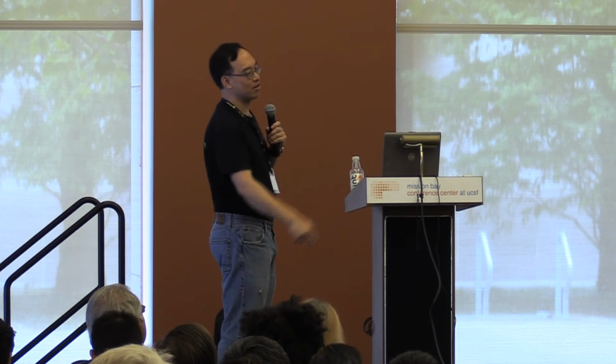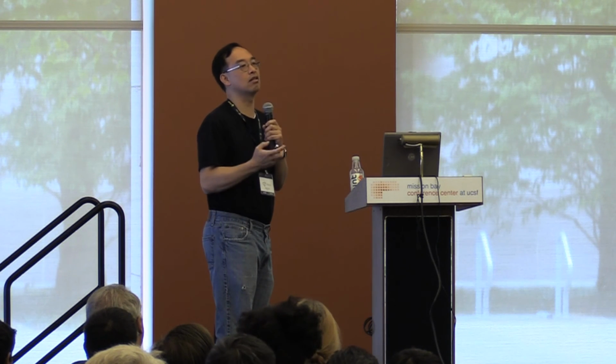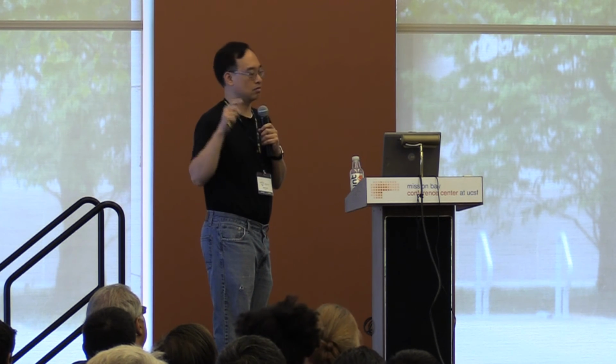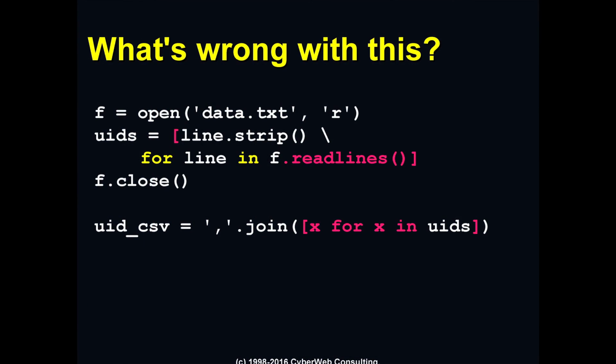So if you were looking for an alternative to list comprehensions, try generator expressions. The syntax is nearly identical. You just use parentheses instead of square brackets. That's it. Okay, it's as easy as that. What's wrong with this?